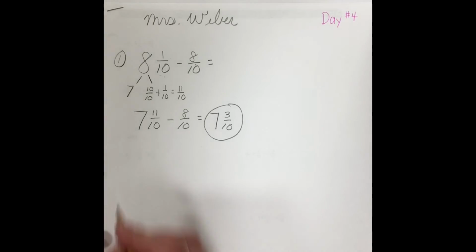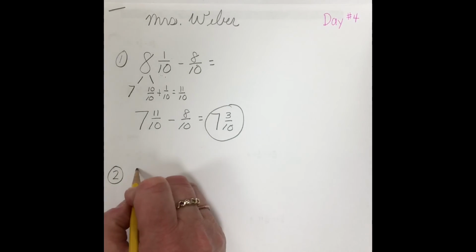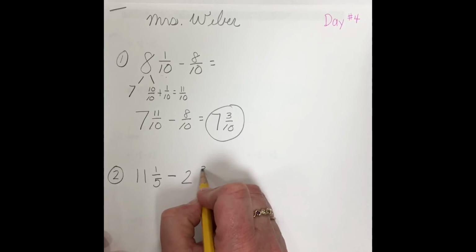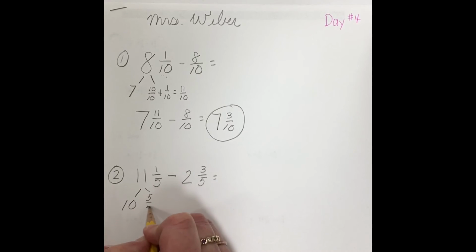All right, let's try number 2. This time we're going to take 11 and 1/5 and we are going to subtract 2 and 3/5. So right away, do I have enough fifths to subtract 3 from? No, because I can't do 1 minus 3. So I'm going to decompose the 11 into 10 and 5/5.